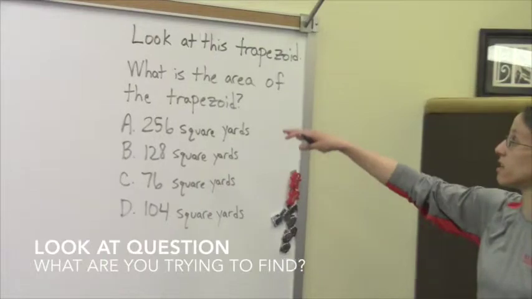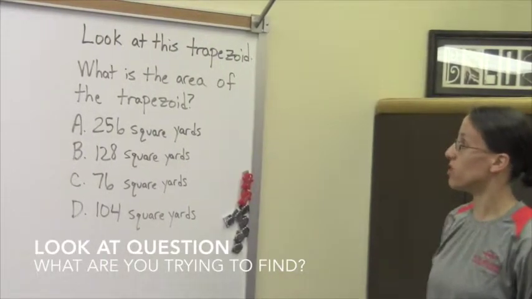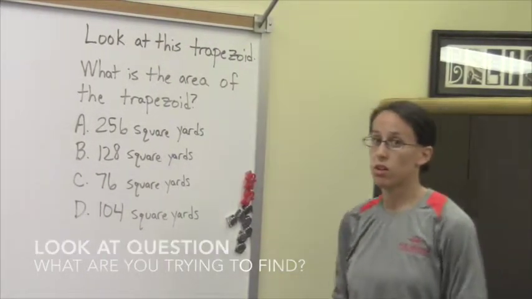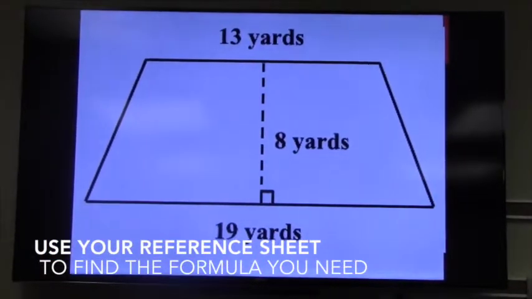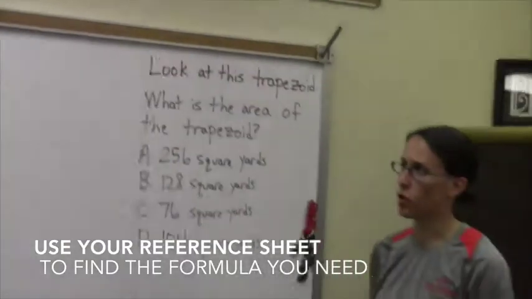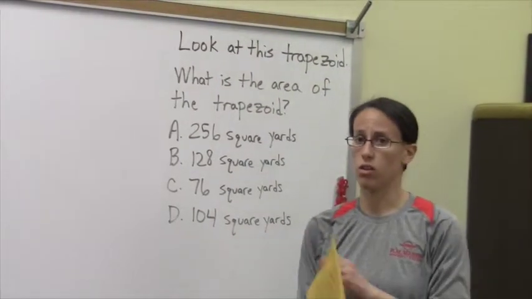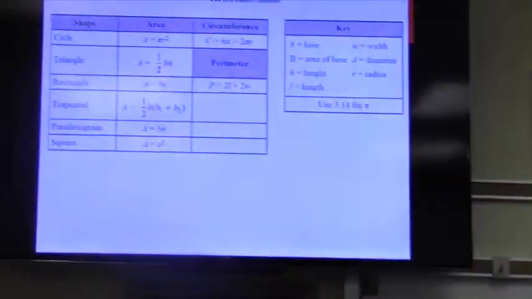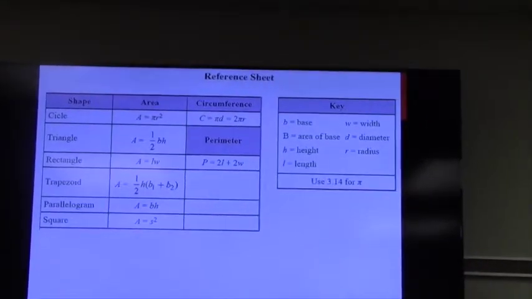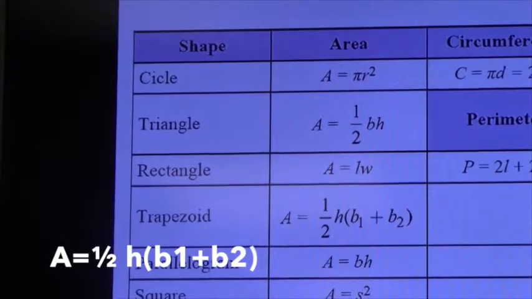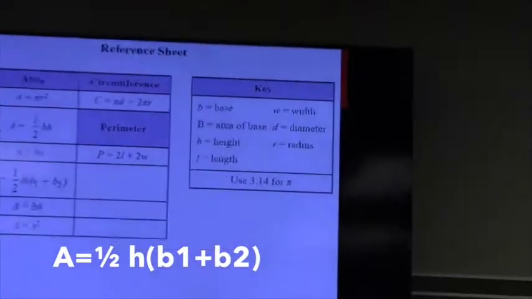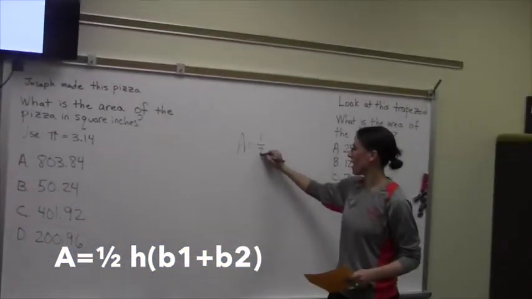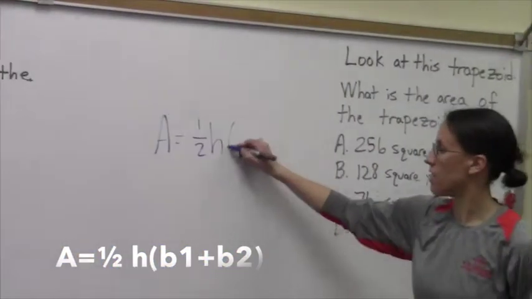Okay, so this question says, look at this trapezoid. What is the area of the trapezoid? So I'm going to, again, look at my reference sheet after looking at the picture of the trapezoid. And I'm going to find the formula for the area of a trapezoid. So I find under the shape section, I find trapezoid. And I look at the formula that it gives me for the area of a trapezoid, and I'm going to write down the formula. So the formula for a trapezoid area is area equals 1/2 the height times the sum of the bases.